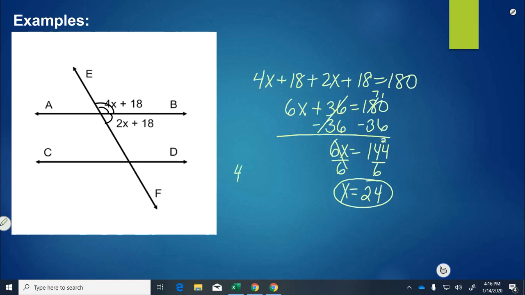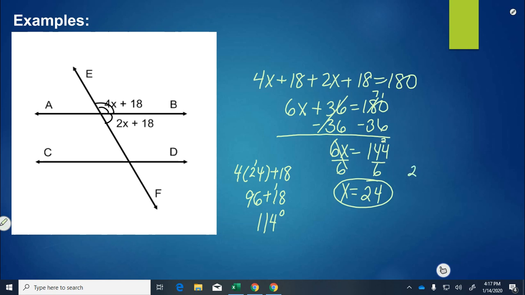So we have 4 times 24 plus 18. 4 times 4 is 16, carry the 1. 4 times 2 is 8 plus 1 more is 96. Then add the 18. 6 plus 8 is 14, carry the 1. And that's 9, 10, 11. So it should be 114 degrees.